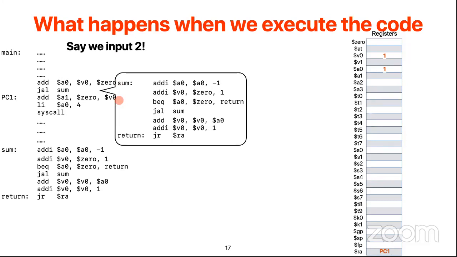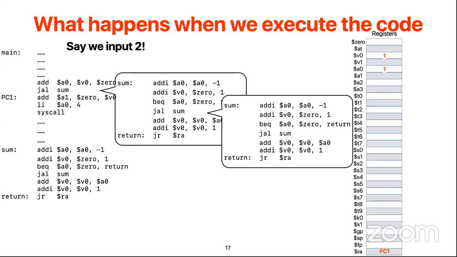The branch equal instruction is trying to compare if A0 is 0 or not. And as you can see, the current value in A0 is 1. So we are not going to return. Instead, we are going to the next instruction, which is the jump and link. The jump and link instruction says that you should go to sum again. But before that, we have to store the return address first. And it turns out the return address would be the address after jump and link, right? So we are going to overwrite it, right?